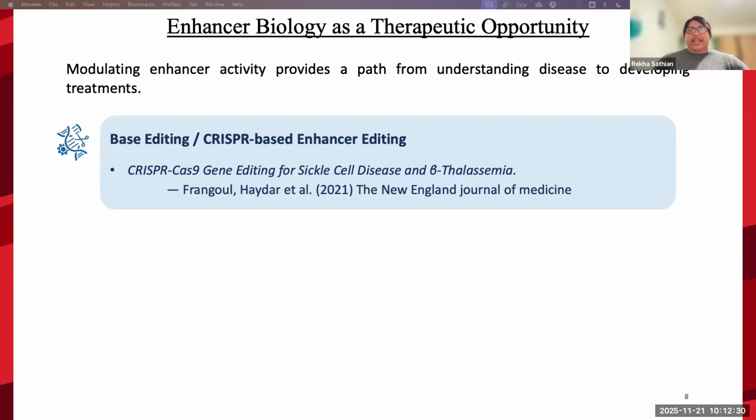Now that we have seen how critical enhancers are in driving diseases, let's discuss the therapeutic opportunities they bring. One powerful strategy is enhancer-focused gene editing. A landmark example is the recently FDA-approved CRISPR-Cas9 therapy for sickle cell disease and beta thalassemia. Here, rather than correcting the causal mutation, the therapy disrupts a repressor element within the BCL11A enhancer. By lifting this repression, the treatment reactivates fetal hemoglobin, which compensates for the defective one. This represents one of the first and most compelling demonstrations that editing an enhancer itself, rather than the causal gene, can effectively cure a genetic disease in humans.